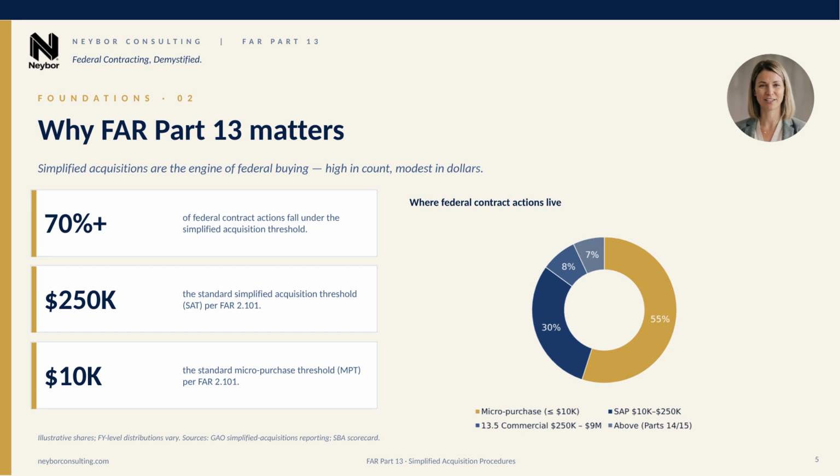The donut on the right shows the distribution of contract actions by lane. More than half of every federal buy is a micro-purchase. Roughly 30% more is an SAP buy between $10,000 and the simplified acquisition threshold. Subpart 13.5, commercial items between the SAT and $9 million, covers another sliver, and only a small share of actions actually ride the heavyweight Part 14 and 15 procedures. Translation for a small business. If you are not visible in the SAP lane, you are missing the majority of federal buying activity.